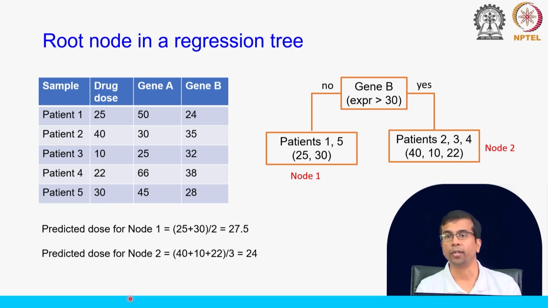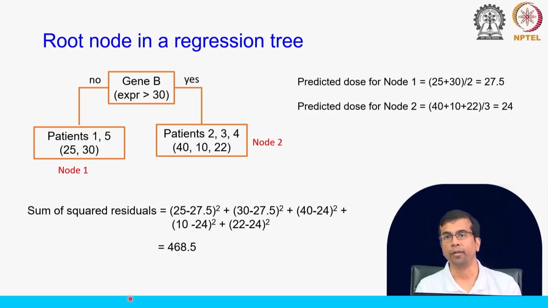What we now want to do is calculate the sum of square residuals, which is simply given by this. For each node we calculate the sum of square residuals, taking the average value as the predicted value, and comparing with the actual values. So, we get the sum of square residuals as 468.5.